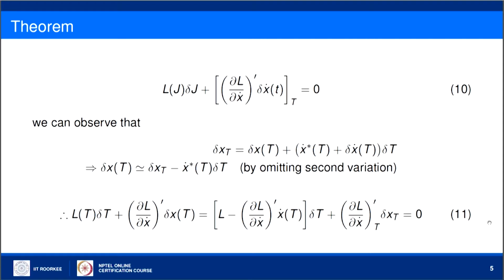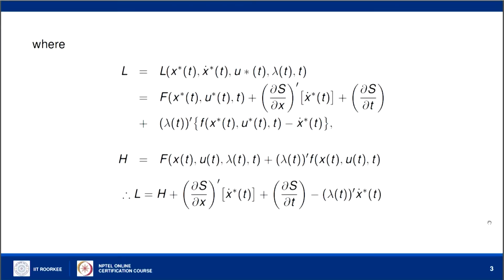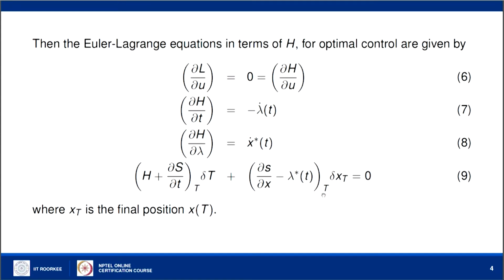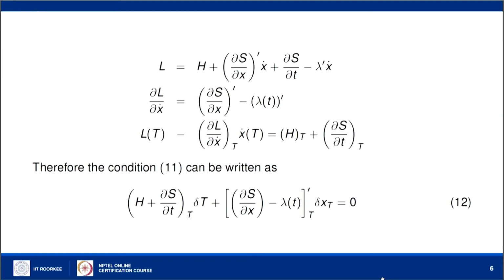And now converting L in terms of H as shown in the previous slide, L in terms of H equation is given here, and substituting in this equation 11, we get equation 12 directly, because L is equal to H plus del S by del x transpose etc., and del L by del x dot. From here we can see that it is nothing but del S by del x transpose plus minus lambda dashed here, from this expression.